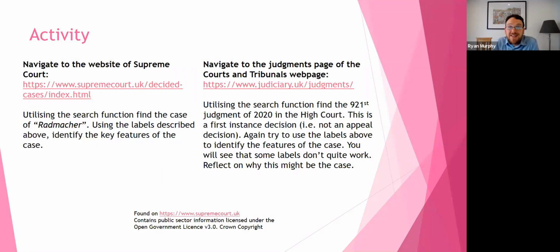So there are a couple of activities before we say goodbye. And the first of those is to go and find a case. So go to the Supreme Court's website, which is listed on the screen now. Using the search function, if you search for the Radmacher case, then what you can see is a really important case in family law. And using the labels described in the rest of this brief podcast, can you identify the key features of the case? So I broke down the case for you, I took it apart, I only gave you a snapshot of bits of it. Could you use the labels I've given you to go away and analyze that case?